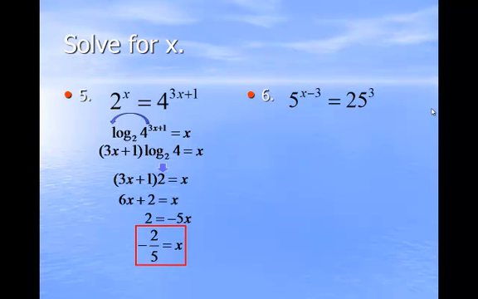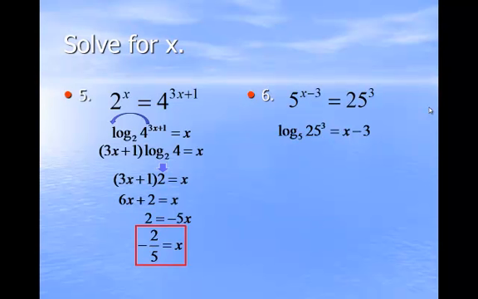Alright, on number 6, we're going to identify our base. Our base here is 5. Using a logarithm, we'd say log base 5 of 25 to the third, and it equals x minus 3. Once you identify your base as 5, bring the 25 to the third to the left side, move the x minus 3 to the right side of the equation.